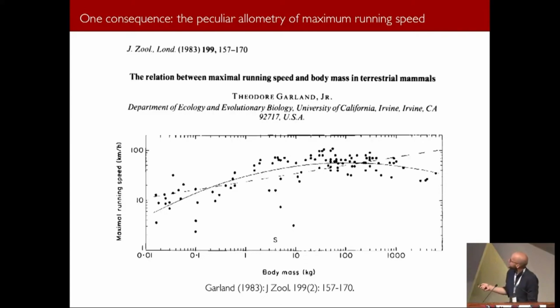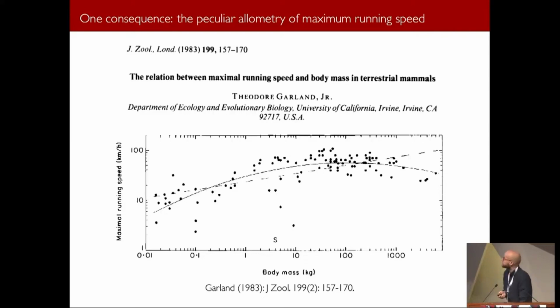So this is old data collected by Ted Garland in the 1980s, and it's plotting the maximum speed with which animals can run against the size of animals. And the finding is relatively intuitive. Larger animals are generally faster. A cheetah is faster than a mouse. But the fastest animals are not the largest. Elephants are not faster than a cheetah. So speed first increases with animal size, and then it flattens out.